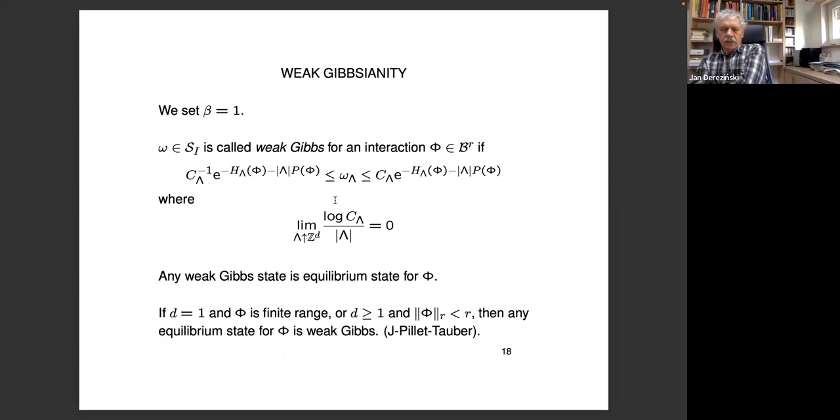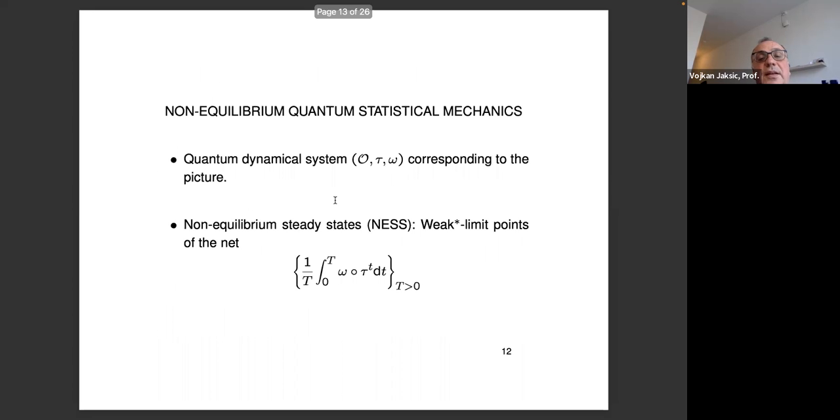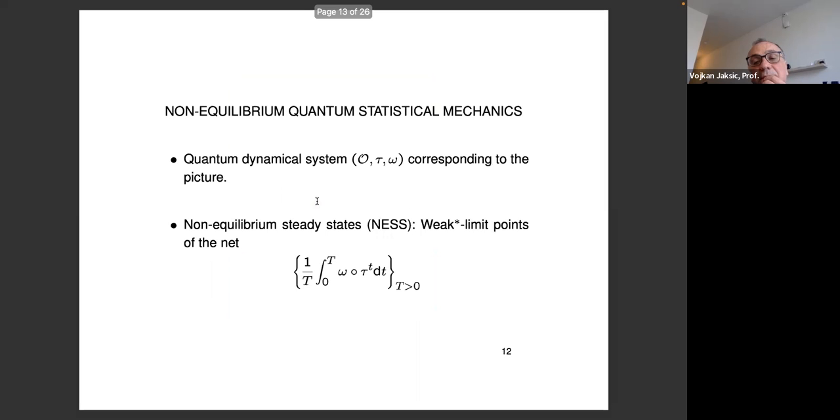And on this slide, an equilibrium state means a KMS state, or, yeah, this is what we had on this slide. The equilibrium states mean that you maximize the Gibbs variational principle, or equivalently, that you have a translation invariant KMS state. This is equivalent, from the 70s.